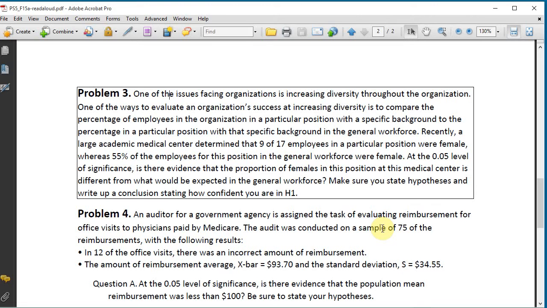Recently, a large academic medical center determined that 9 of 17 employees in a particular position were female, whereas 55% of the employees for this position in the general workforce were female. At the 0.05 level of significance, is there evidence that the proportion of females in this position at this medical center is different from what would be expected in the general workforce? Make sure you state hypotheses and write up a conclusion stating how confident you are in H1.